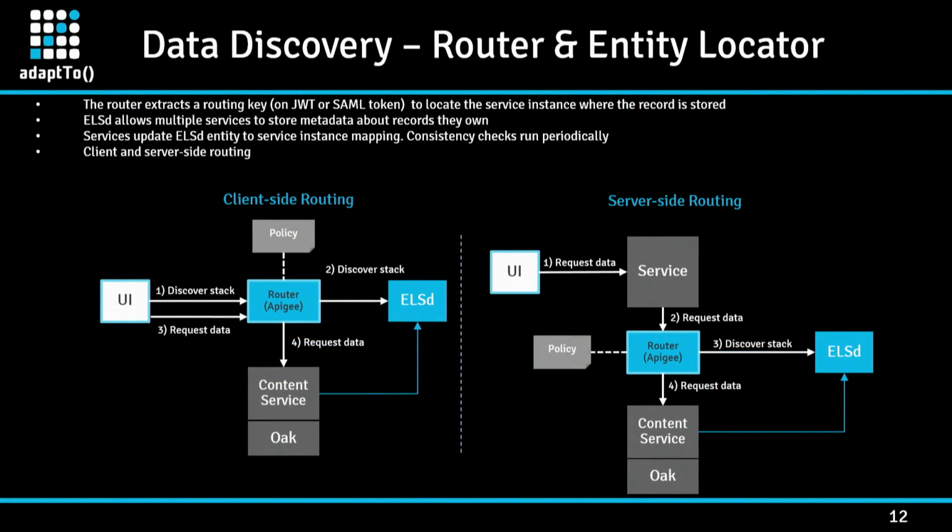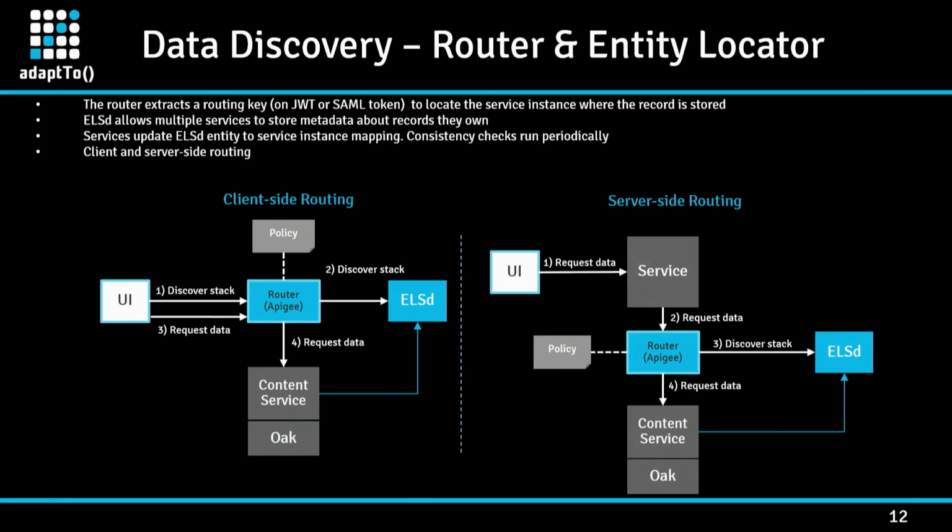Going into a little bit more detail on how this routing and discovery location actually happens. We have two major parts here. One is the router, which is an IPG Edge Micro Gateway component running in a pod along with the services. And we have the Entity Location Services, the ELS. ELS is open source, so it's publicly available in a GitHub repository.